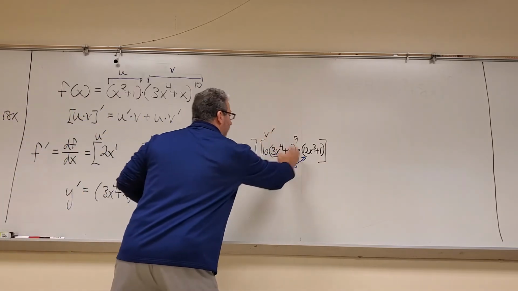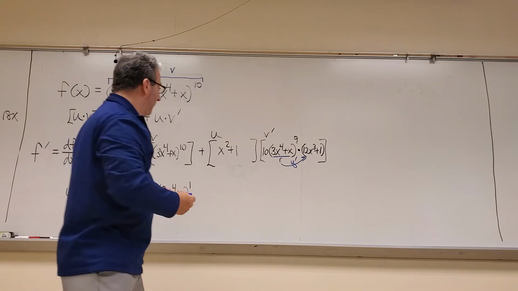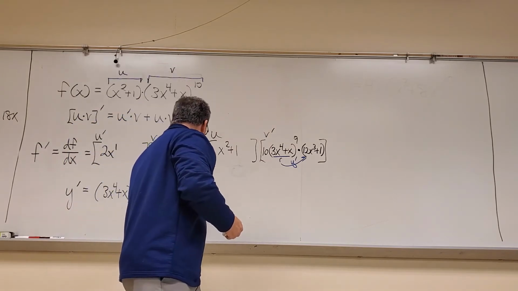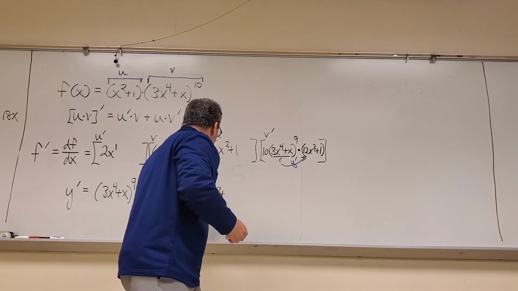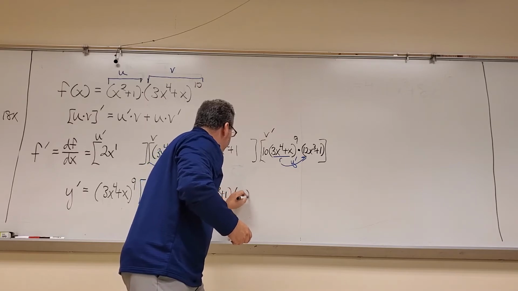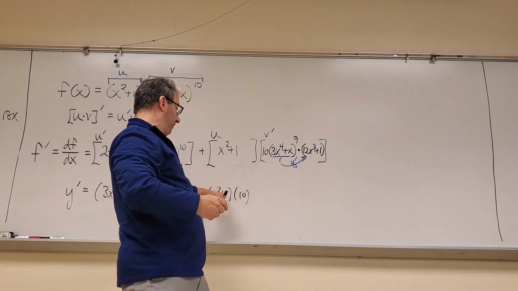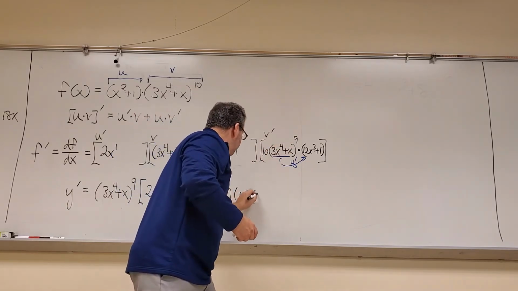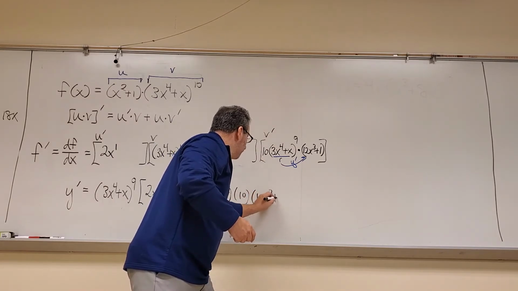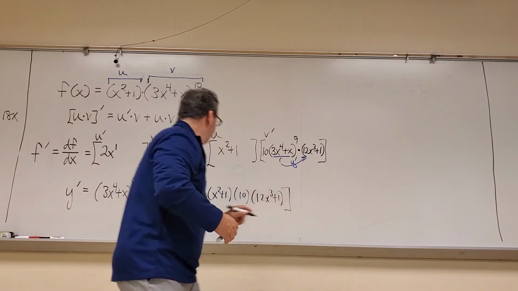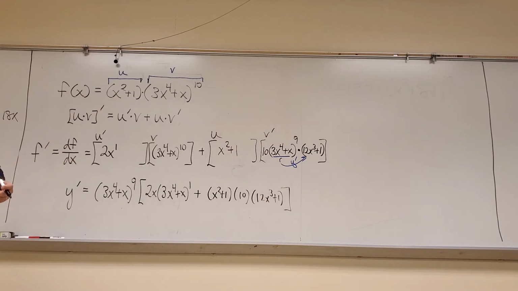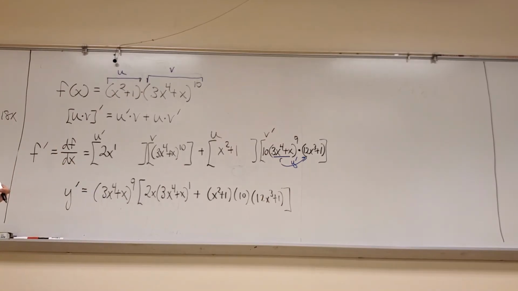I'm going to completely factor that out. So what am I left with? Well, I'm left with x squared plus 1 times a 10, don't forget your 10, x squared plus 1, and a 12x cubed plus 1. So now we're at this. Okay, we can continue on.